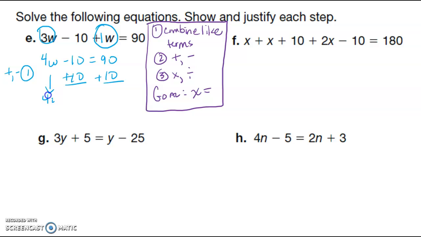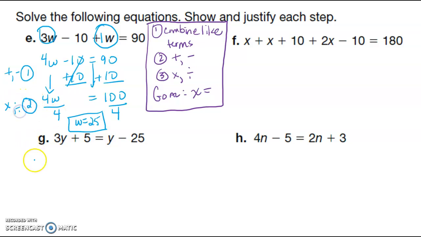So my 4W comes here, that goes away. This equals 100, and W is equal to 25. Okay, I'm sorry, I didn't tell you when I did my step 2. So this is multiply or divide.